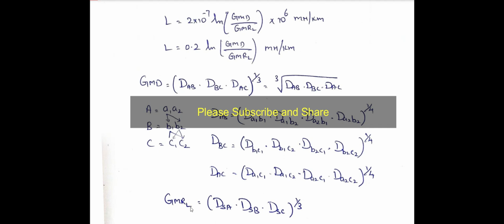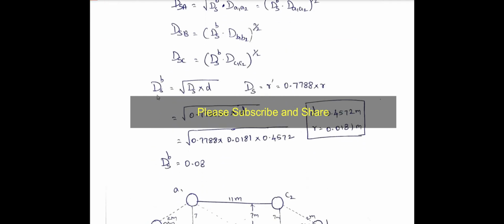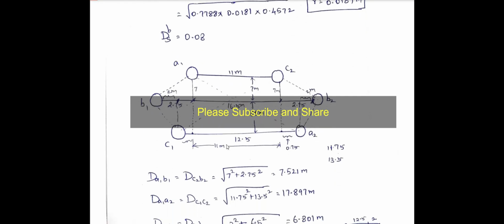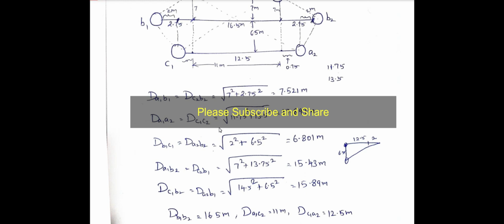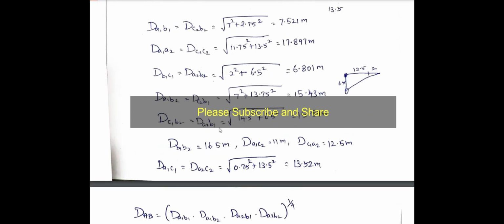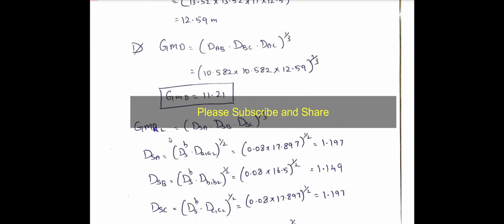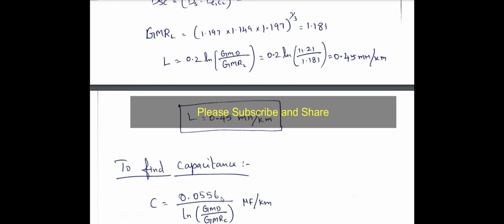So this is the GMD formula, this is the GMR formula, and then the self GMD of each phase and the self GMD of the bundled conductor, for inductance as well as capacitance, we'll be calculating. The distances between the conductors are calculated based on the Pythagoras theorem. We'll be calculating all the distances. This was also discussed in the last video. Then finally the GMD and GMR of the inductor. So the L value based on this calculation we got is 0.45 millihenry per kilometer. This is what we are going to justify using MATLAB.